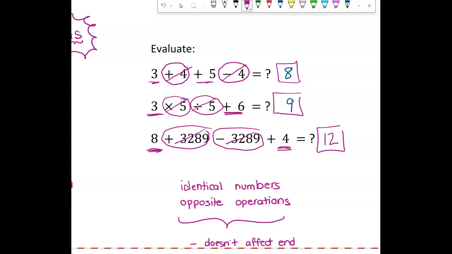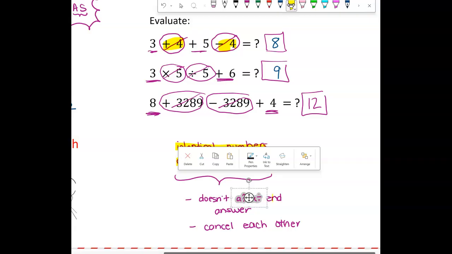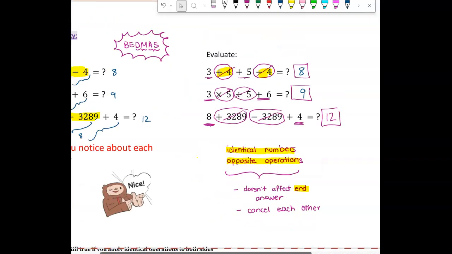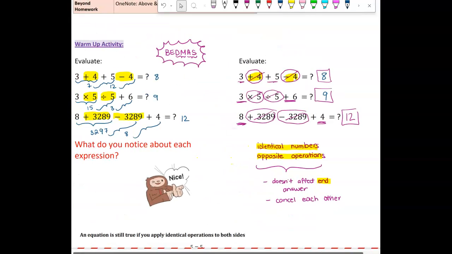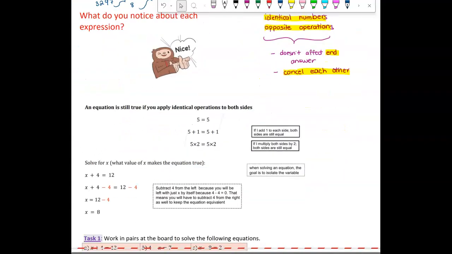Okay, so what you will notice is that when we find these pairs, they're identical numbers, but they're the opposite operations. And in the end, it doesn't affect the end answer. We still got the same value if we did follow BEDMAS in this first example. But if we just cancel those same number, different opposite operation, they kind of cancel each other out. Okay, so how's that going to help us solving equations?